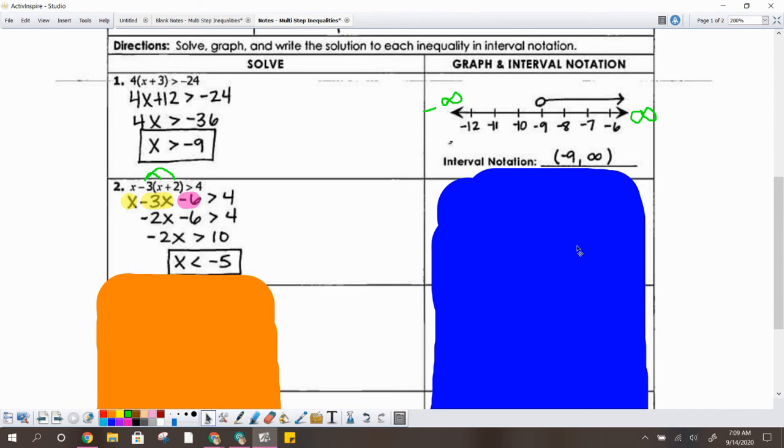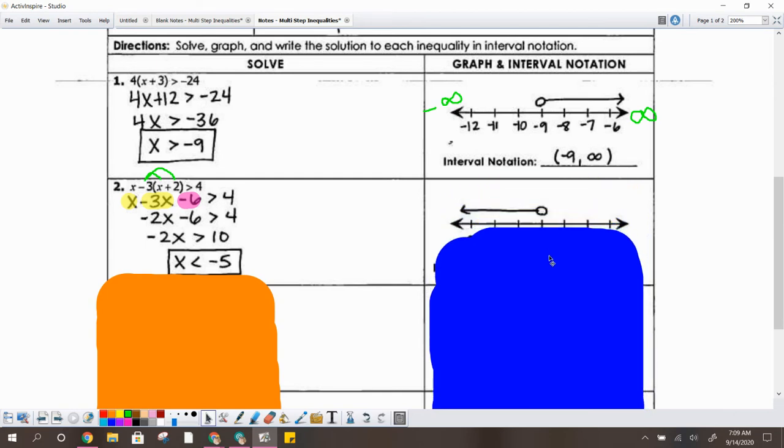So then for our graph, we're going to have our open circle because it is a less than sign. Okay, there's no line underneath this, so it's an open circle. We don't want to include negative 5. Open circle on negative 5. And we're going to shade to the left because the sign is not eating that variable. If the sign eats the variable, we shade to the right.